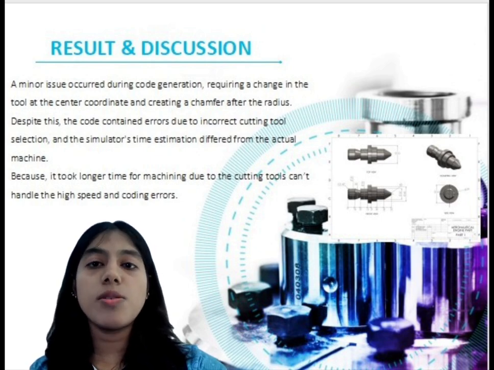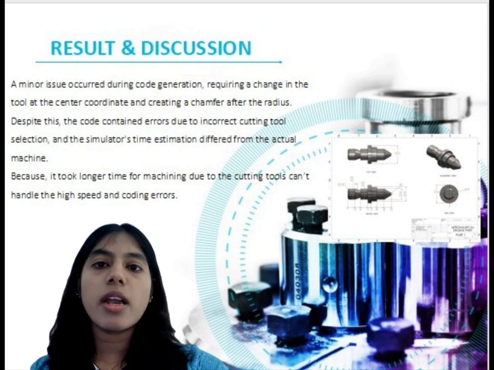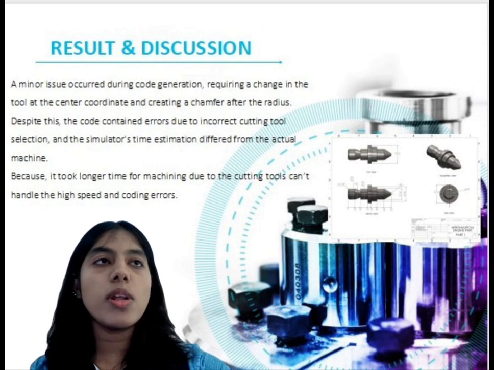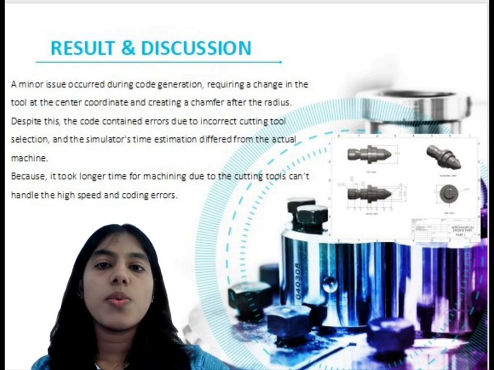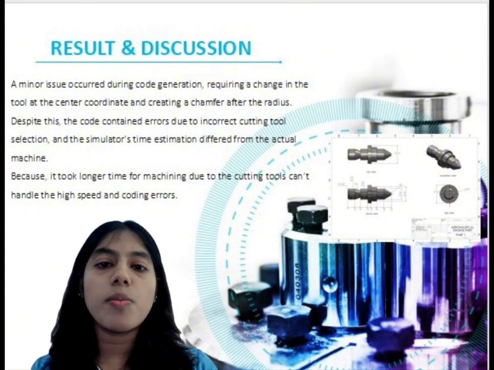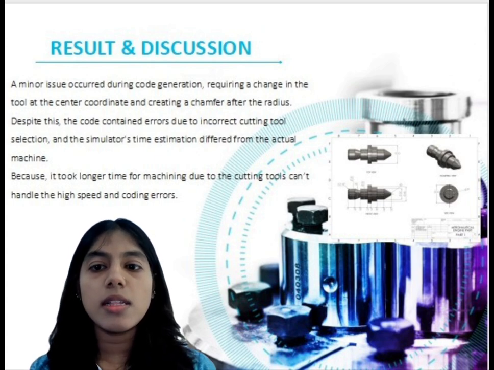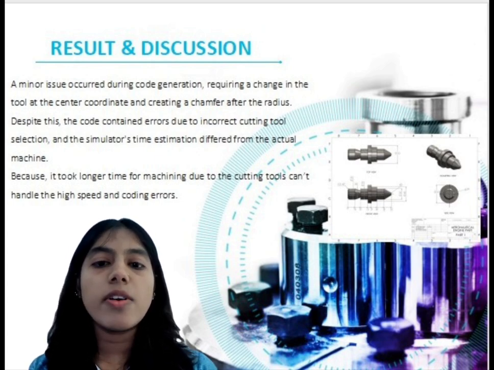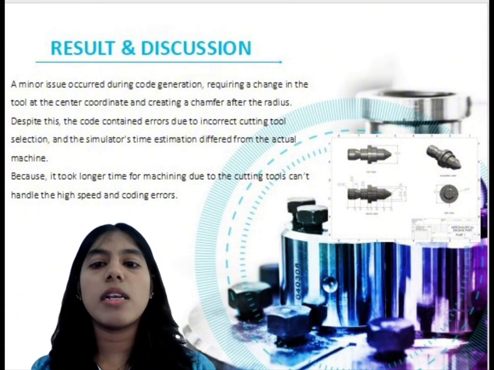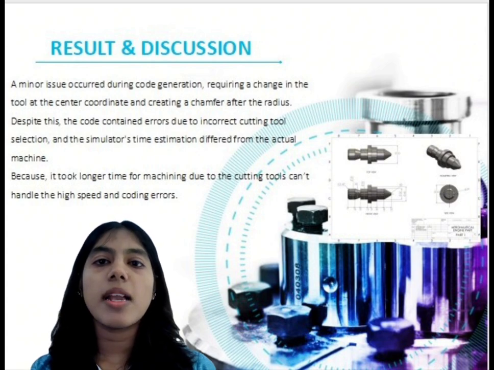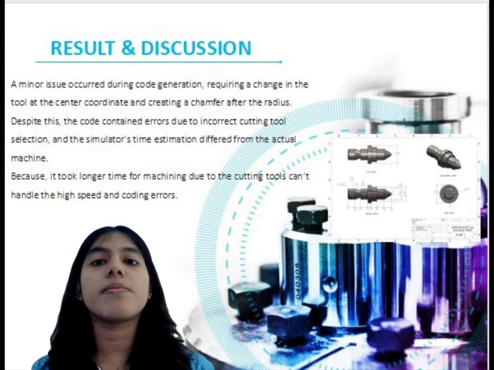Furthermore, when doing the second simulation, the code contained errors due to incorrect cutting tool selection and also coding problems we faced while machining. We overcame this issue and completed our goal as well. Also, the time estimation for the complete lathe process in the simulator is different from the actual machine, because it took longer for machining due to the cutting tool not being able to handle the high speed, and coding errors.